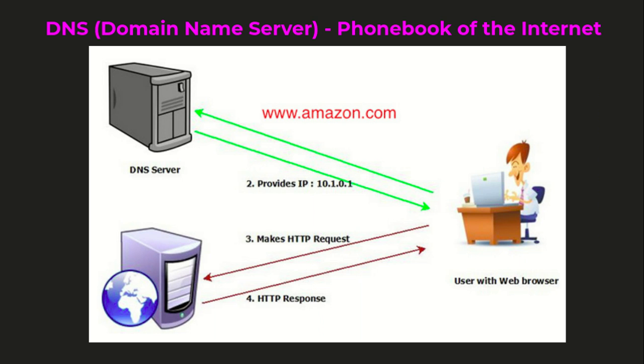After getting the IP address, the browser will make the request. It will go through the internet and connect to the specific IP address, and it will get the response from that IP address. So this is a very simple understanding of the domain name server. But behind the scenes, what are the other things that are happening?